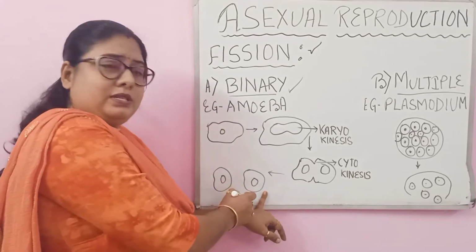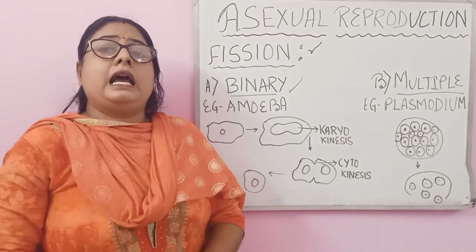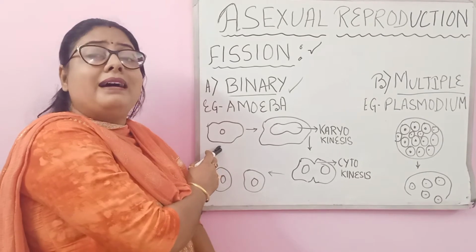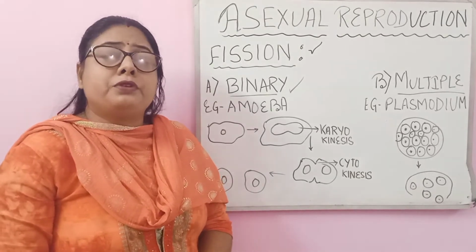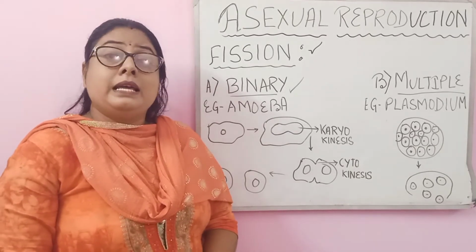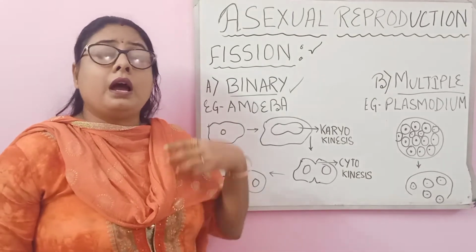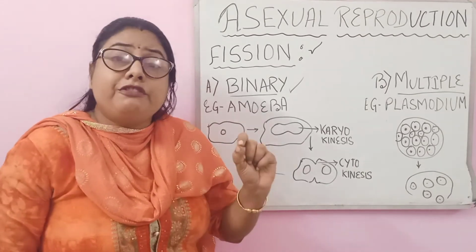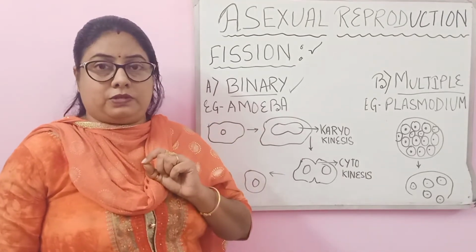So we get two cells from one amoeba cell. And these two cells have the same number of chromosomes as the parent amoeba cell. In this method, the organism produced has all the characteristics similar to its parent. They are genetically identical to their parents. Now, binary fission always occurs under favorable conditions. They never occur under unfavorable conditions.